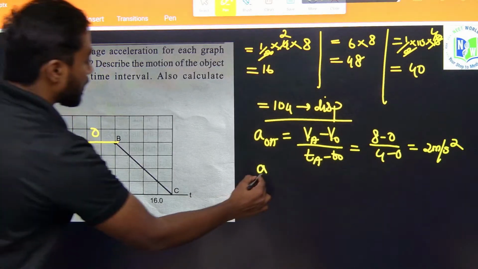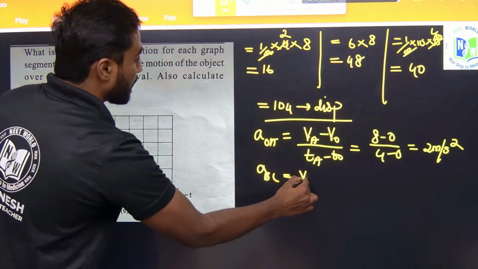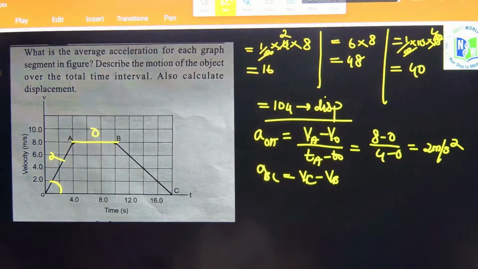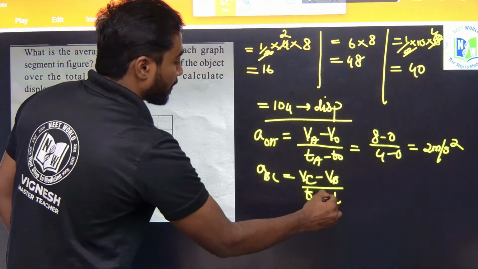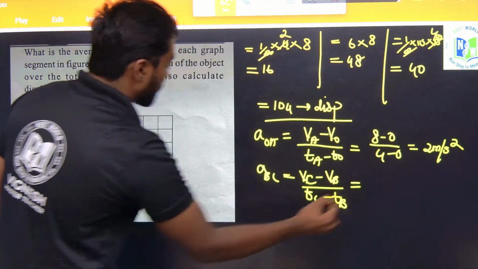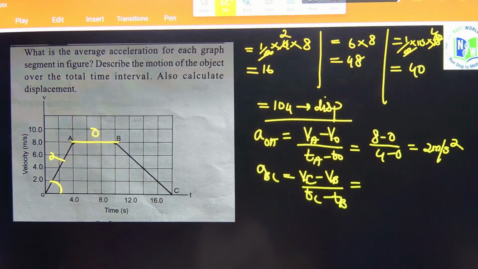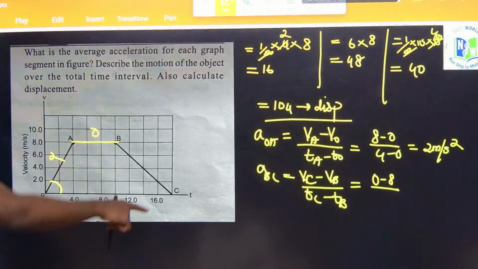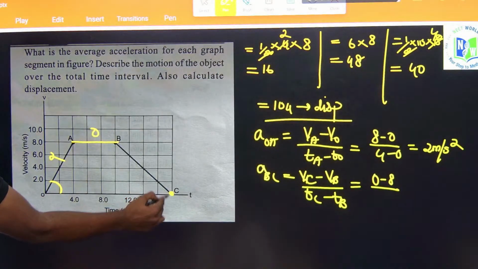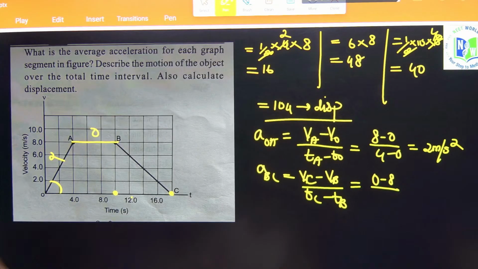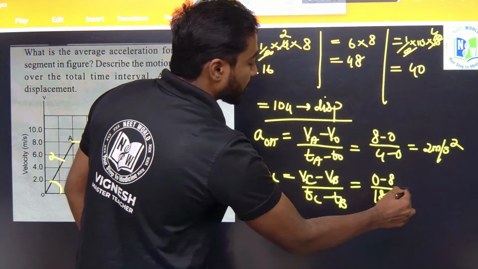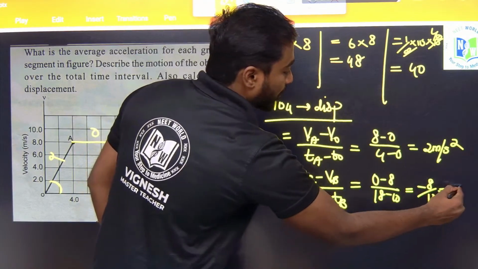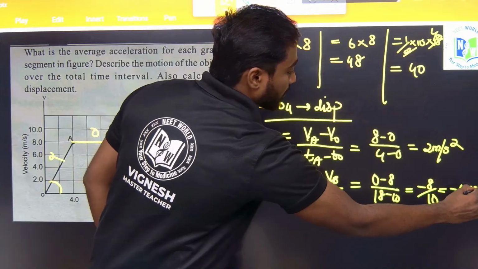First we will find for BC. So VC minus VB, right? Yes, no? By TC minus TB. Which is nothing but 0 minus 8 by the time, 18 minus 10. 18 minus 10, which is equal to minus 8 by 10. So minus 4 by 5 meter per second square.